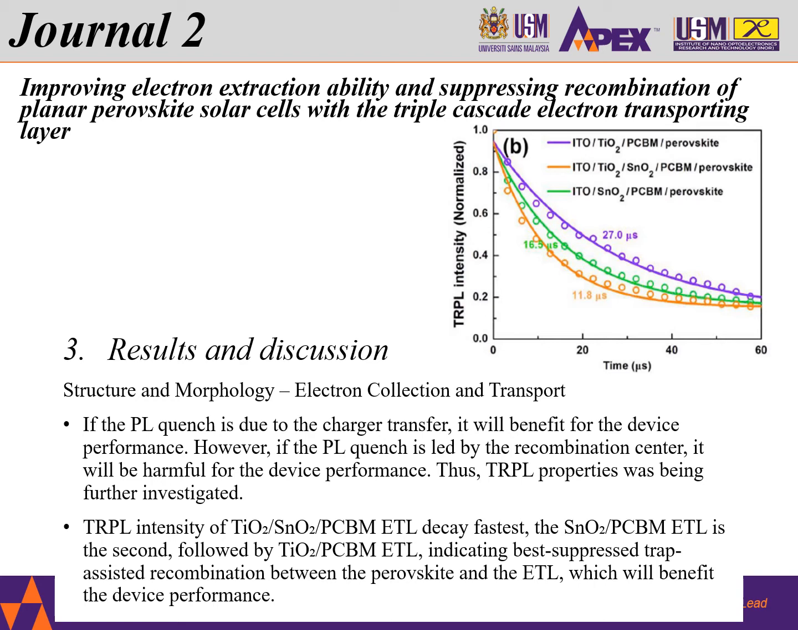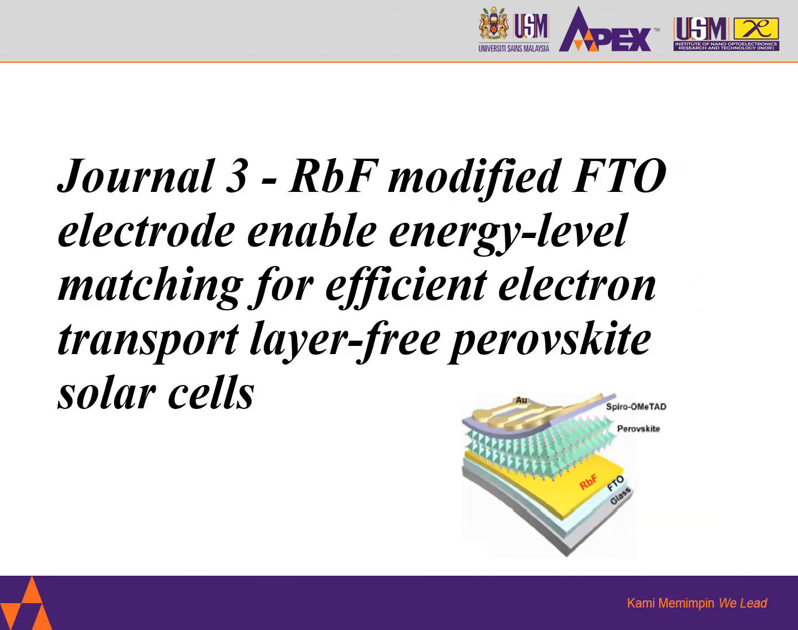From this diagram, the TRPL intensity of the TiO2, SnO2, PCBM ETL decays faster compared to the other samples. This indicates the best suppressed trap-assisted recombination between the ETL and the perovskite, which will benefit the device performance. Coming to the last journal, which is the RBF modified FTO electrode enabling energy level matching for efficient electron transport layer free perovskite solar cells.